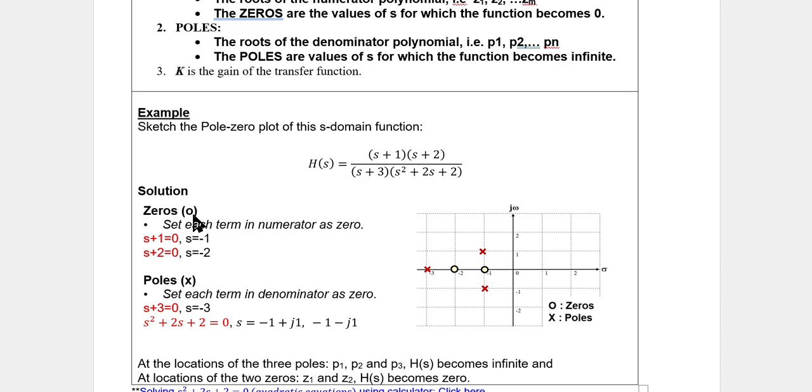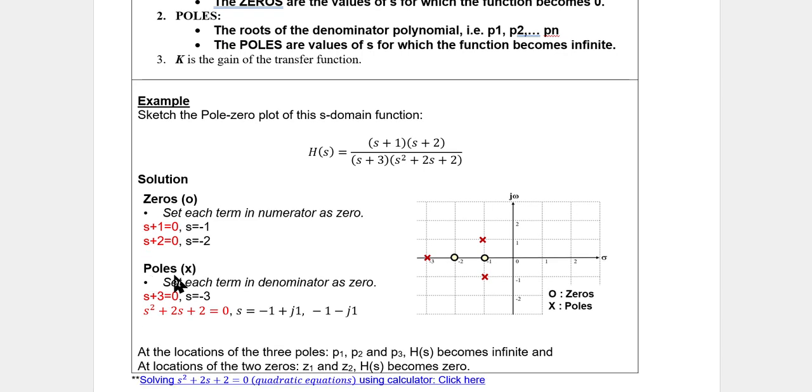First, let's find the zeros. To find the zeros, we take every term in the numerator and equate it to 0. Then we find the value of S. First is S plus 1. So we set S plus 1 equals 0, which means S equals minus 1. Then the second term is S plus 2. Same thing, and we get S equals minus 2. So these are the two zeros.